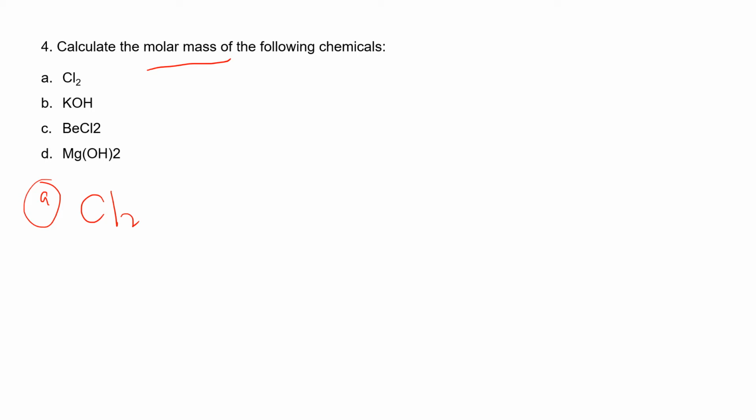so meaning that you have two chlorine atoms. Okay, so the atomic mass from the periodic table for chlorine is 35.45. So for the molar mass of chlorine, you have to times 2 because you have two chlorine atoms. So 35.45 times 2 equals 70.9. So the molar mass for chlorine is 70.9.